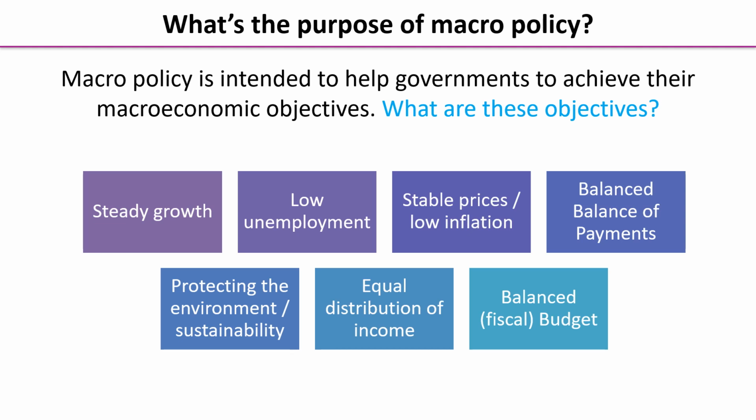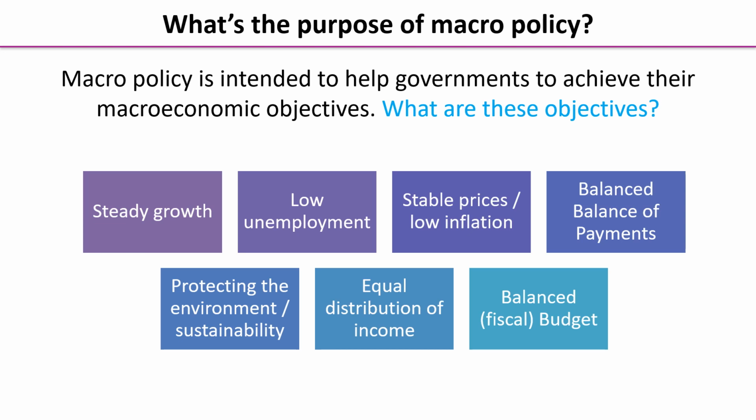So starting along the top then, steady growth is a key one. Low unemployment, or you could, if you wanted to, call it full employment. Low and stable inflation. And in the UK, of course, we have a target of 2% inflation as measured by the CPI. And we want to see a satisfactory position on the balance of payments.